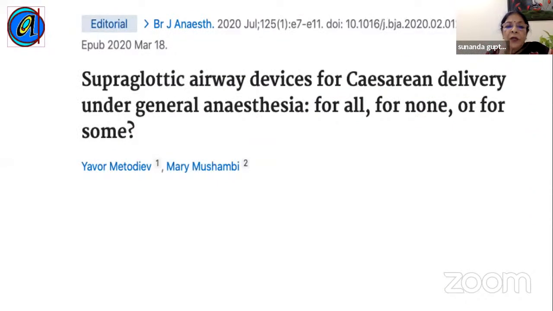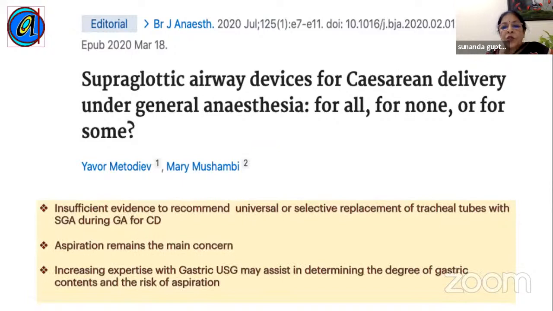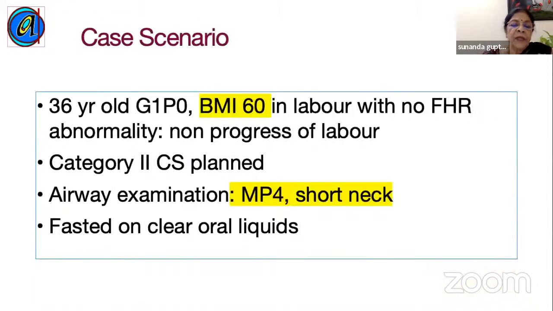Now, in 2020, Mary Mushambi and her group also looked at whether we could really use it as the first device. And they say that there is insufficient evidence at present to replace the tracheal tube. Aspiration remains the main concern, but of course, if you are a good endoscopist and you can determine the degree of gastric contents and the risk of aspiration, then you can go ahead and use it as the first one.